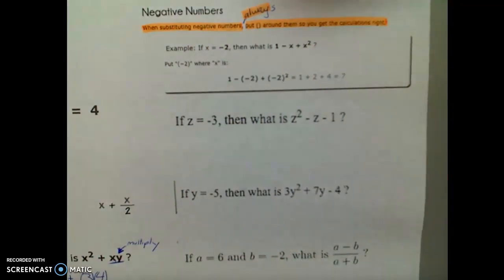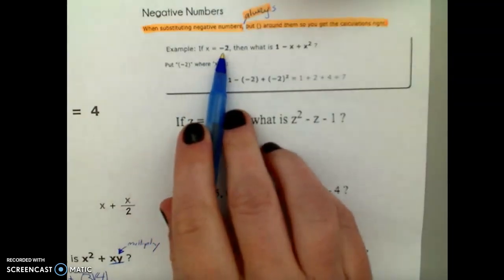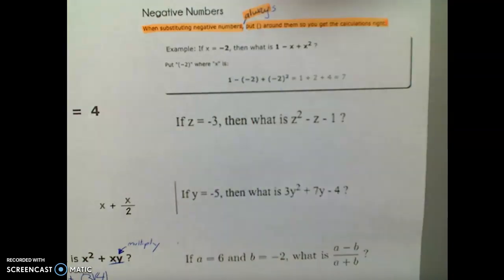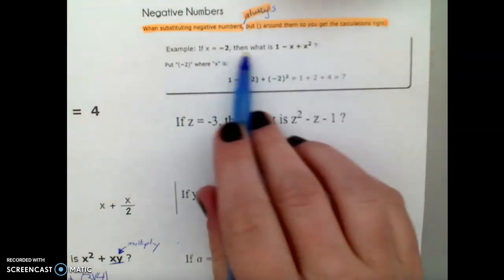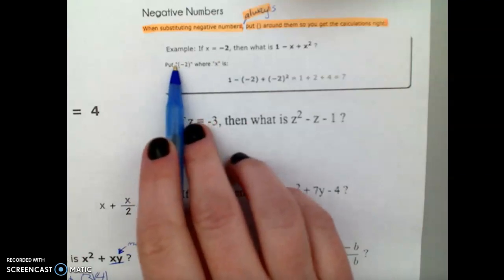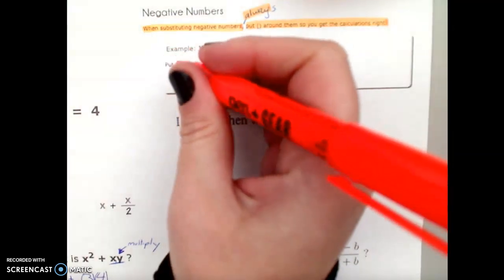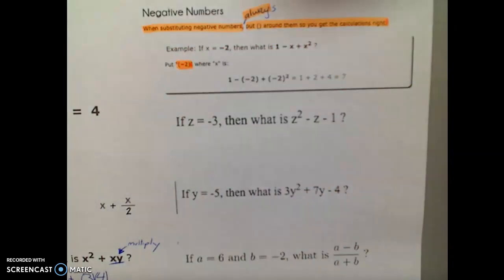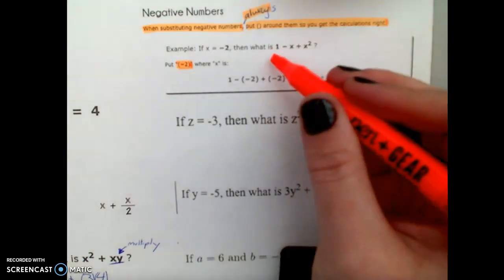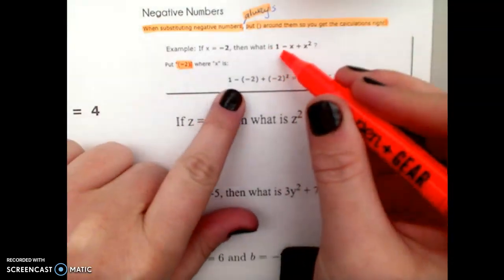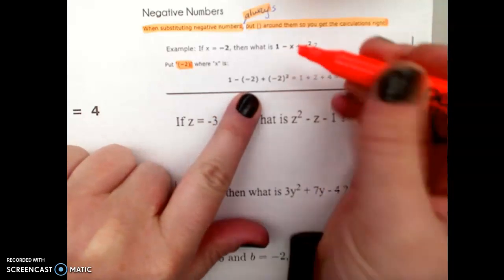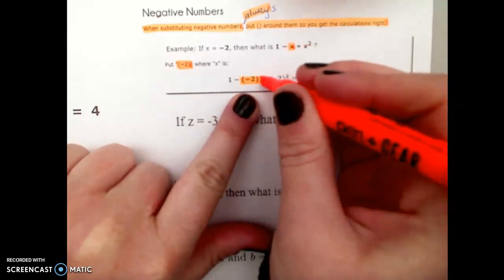Okay, so let's take a look at our example and see them use the parentheses to help make sure we get it correctly. In this situation, x is going to be a negative number. It's -2. So every time we see x, we're going to input parentheses -2. This is going to help us make sure that we're doing our math correctly. Okay, so 1 minus x. See how the x right there is -2?